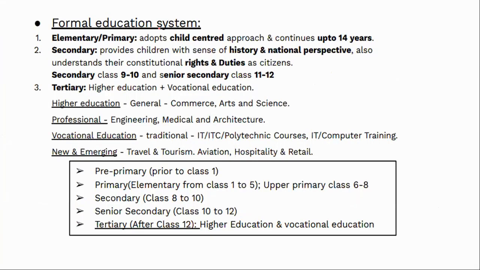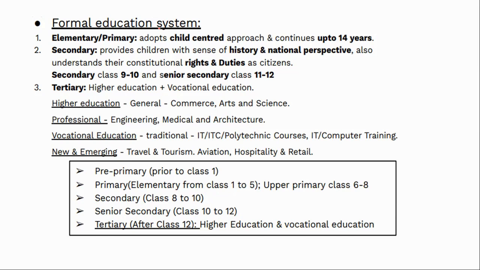Then, as I said, formal education, I gave it in one slide. I have put all the formal education together, so it will be better for your understanding. When we talk about elementary or primary education, it adopts the child-centered approach and continues up to 14 years of age. Secondary education consists of secondary, that is class 9th and 10th, and senior secondary, that is class 11th and 12th, making students understand their constitutional rights and duties very well, and accordingly making them a responsible citizen.